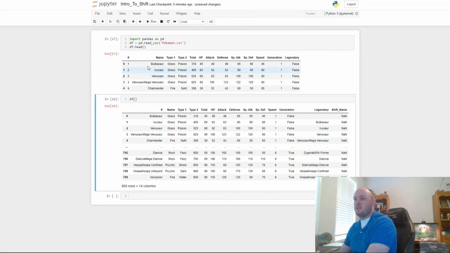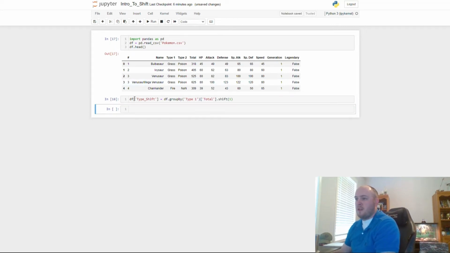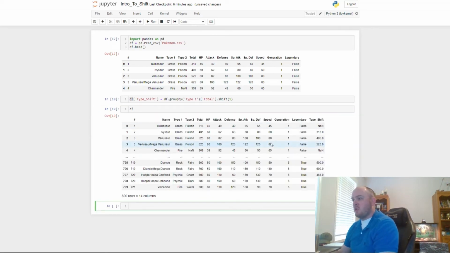We're going to reset our data so that it's back to no shift or anything like that. And we're going to make a column called, I don't know, previous. We'll do shift type shift, I guess. Okay, and we're going to say df.groupby type 1. We're going to take a grouping of the type 1 and we're going to use the total column and shift it by 1. So what is that going to give us? It is going to shift only within the grass types, and it's going to shift it down one.